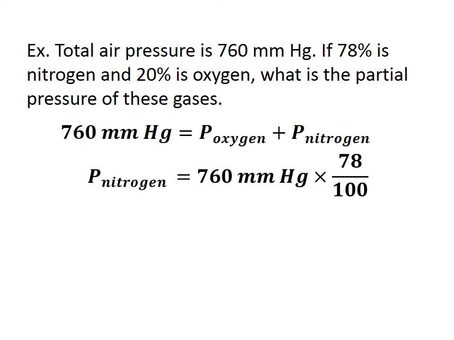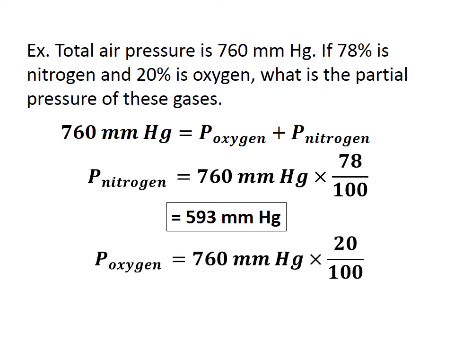So to find the partial pressure of nitrogen, since nitrogen is 78%, or it exerts 78% of the pressure, is due to nitrogen, we take 78% of 760 millimeters of mercury. That gives us 593 millimeters of mercury, because 78% of the total is exerted by nitrogen gas. For oxygen, we take 20%, we find 20% of that total pressure, and that gives us 152 millimeters of mercury. So there we found our partial pressure due to nitrogen and our partial pressure due to oxygen.